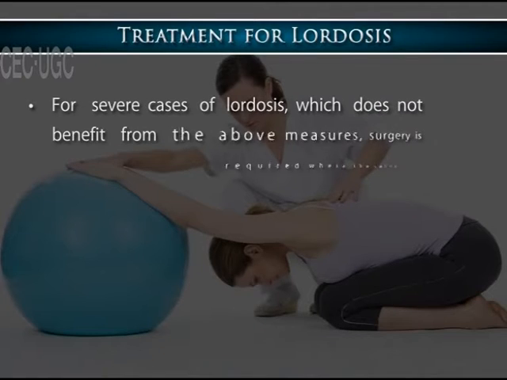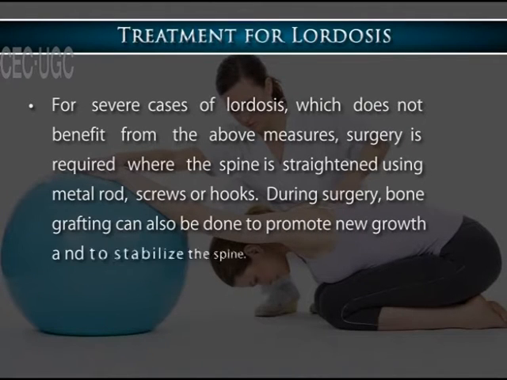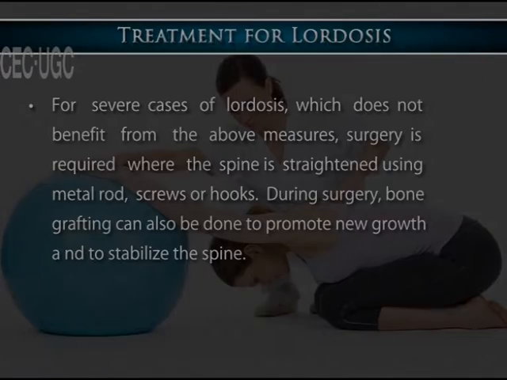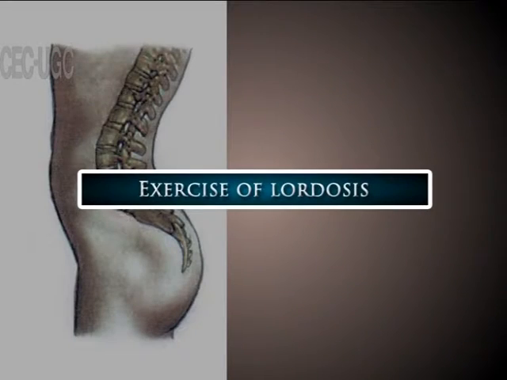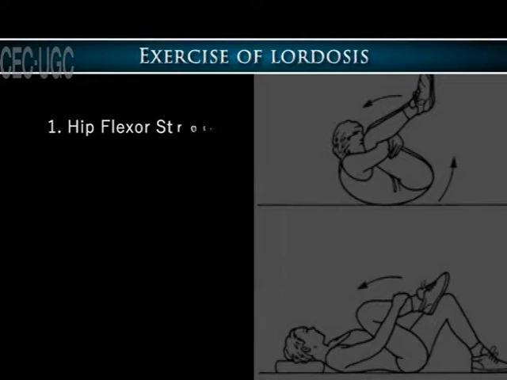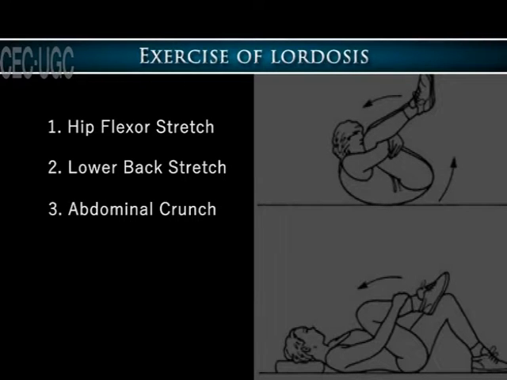For severe cases of lordosis, which do not benefit from the above measures, surgery is required, where the spine is strengthened using metal rods, screws or hooks. During surgery, bone grafting can also be done to promote bone growth and to stabilize the spine. So here comes the exercise for lordosis. Hip flexor stretch, lower back stretch, abdominal crunch, twisting crunch and bridge.